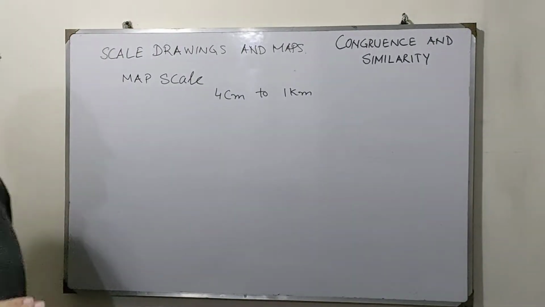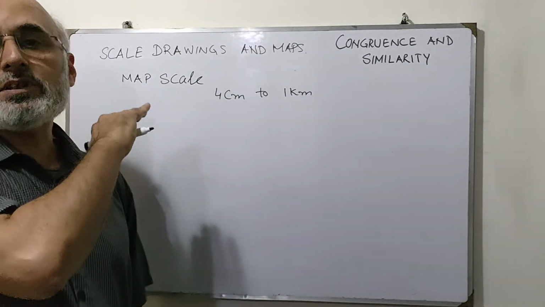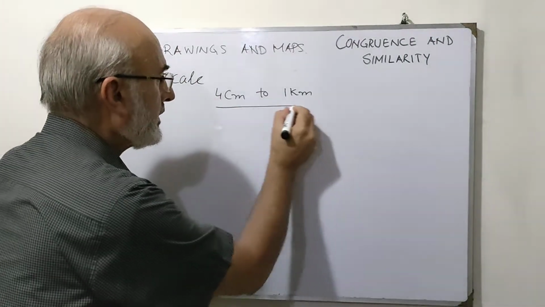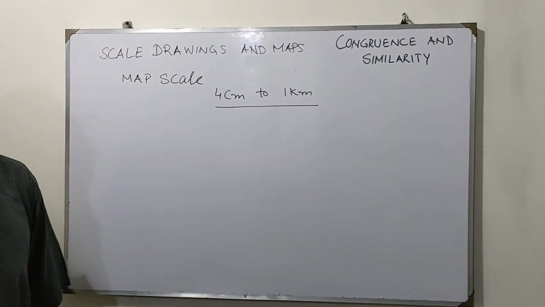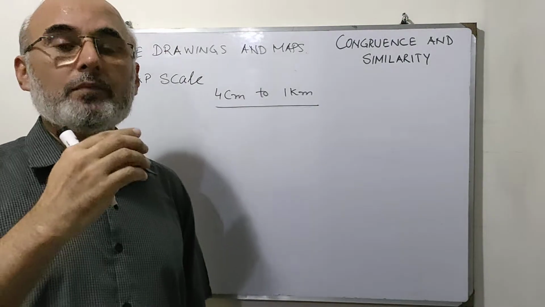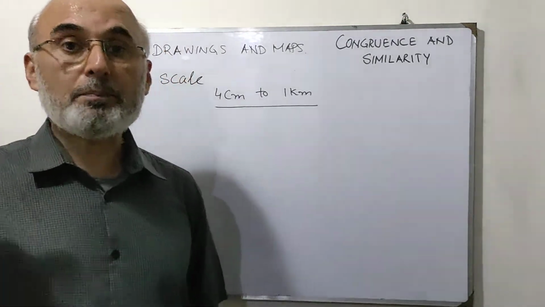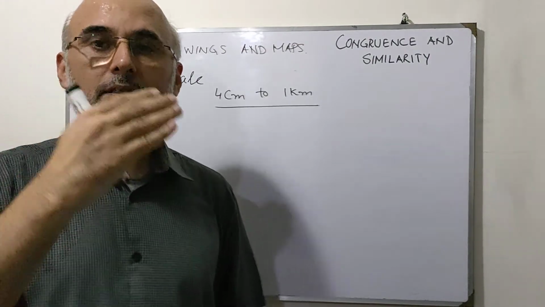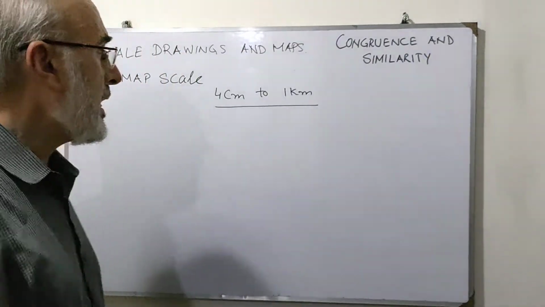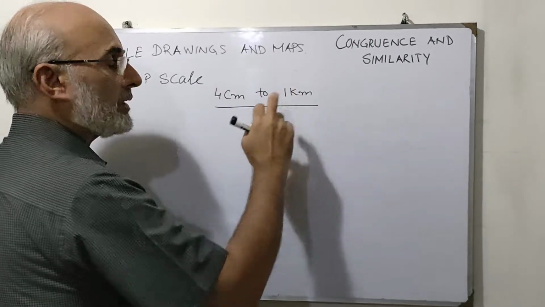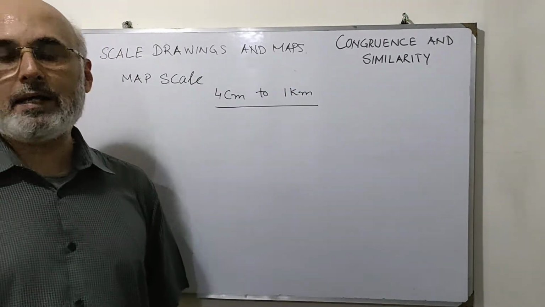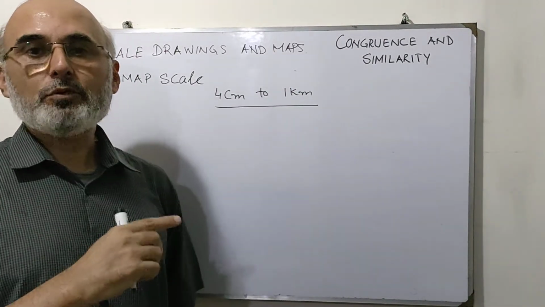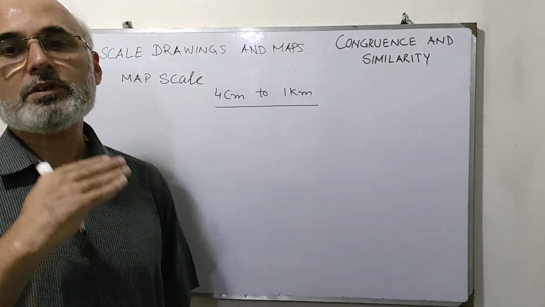Now, we cannot use the scale as it is given here. If we are comparing a map with a land, the scale has to be in the same units. Here it is in centimeters and here it is in kilometers. We cannot use it as it is. First we have to convert it into the same units.